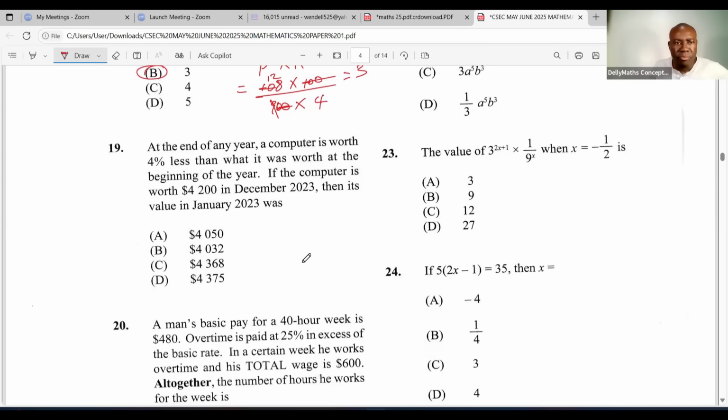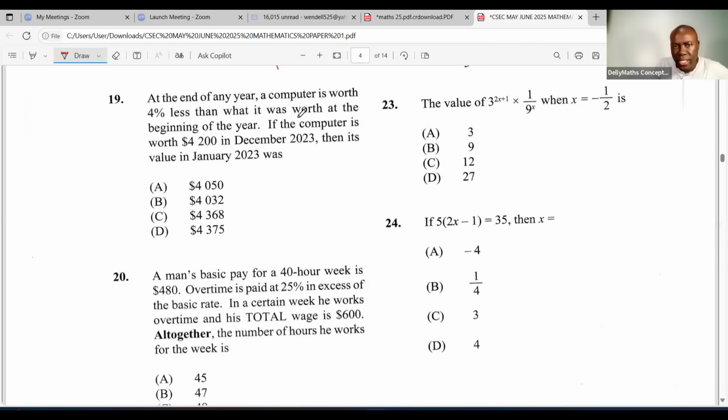Number 19. At the end of any year, a computer is worth 4% less. So this is key, less than what it was worth in the beginning. It's depreciating by 4%. If the computer is now worth this in December, then in January, what was it? In other words, there was some number that is bigger than this. So it's one of these numbers, right? 4% of them takes you to here. So find 4% of one of these. It can't be less than this.